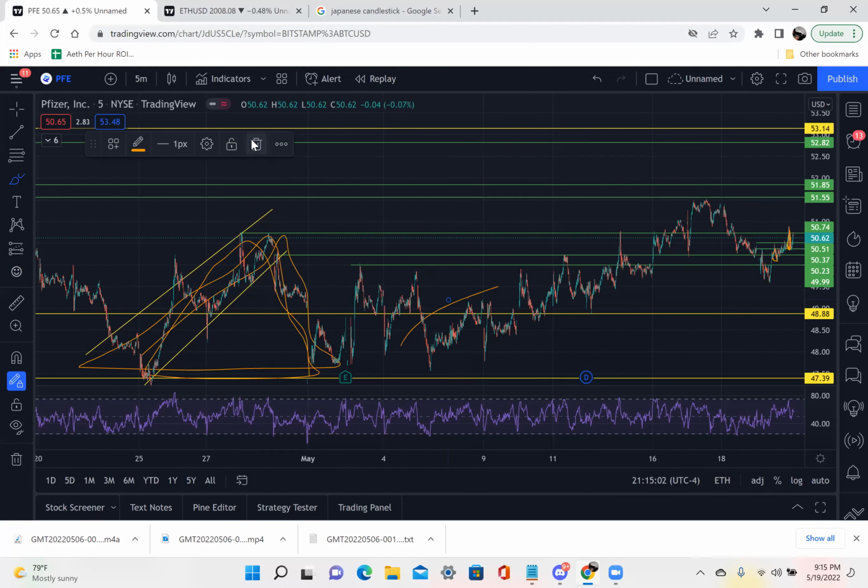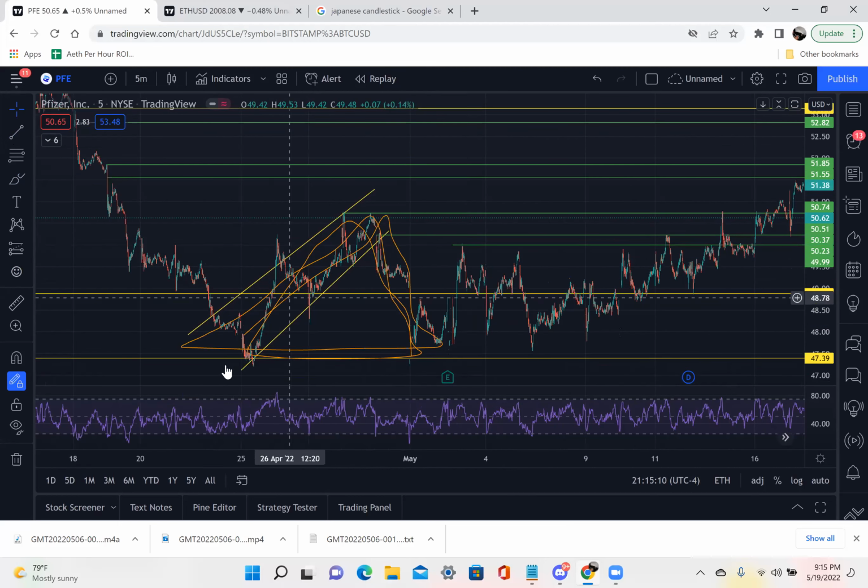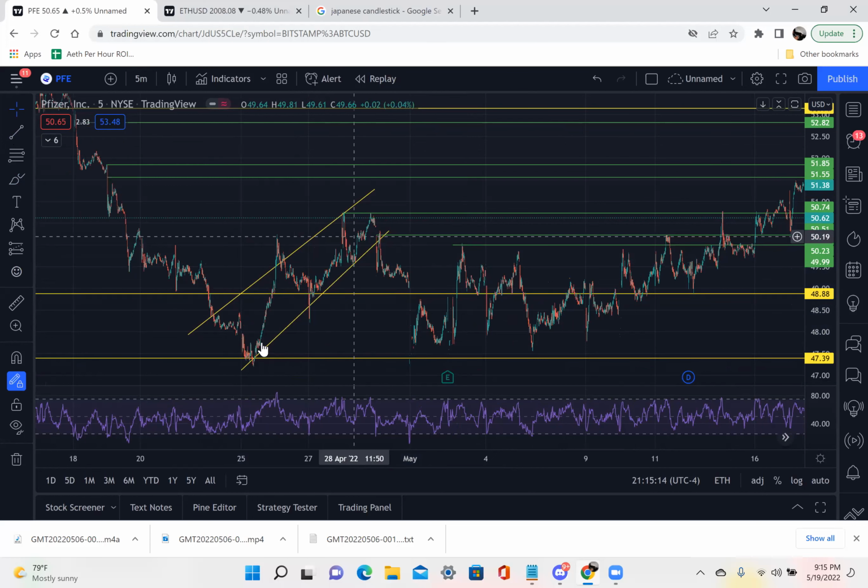Oh, delete. I keep forgetting I have my thing locked. So you see this pullback, and I'm going to try to erase all this. Let me see if I can. Yeah. So this is what we drew on the 4 hour, right?